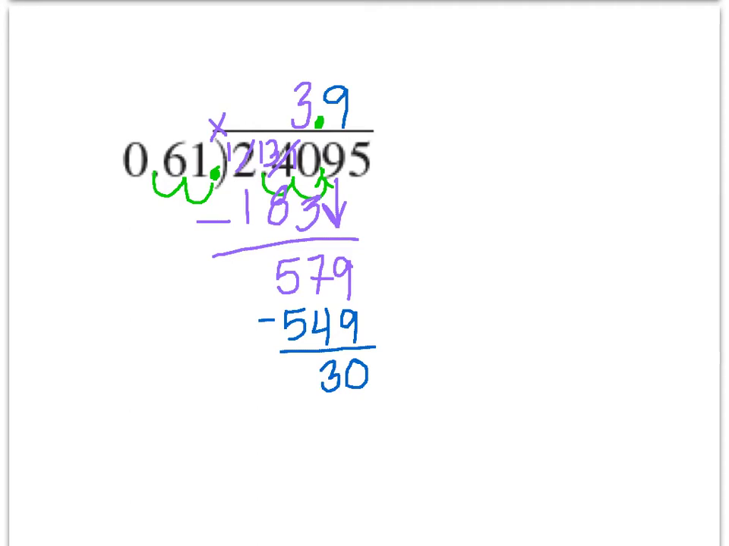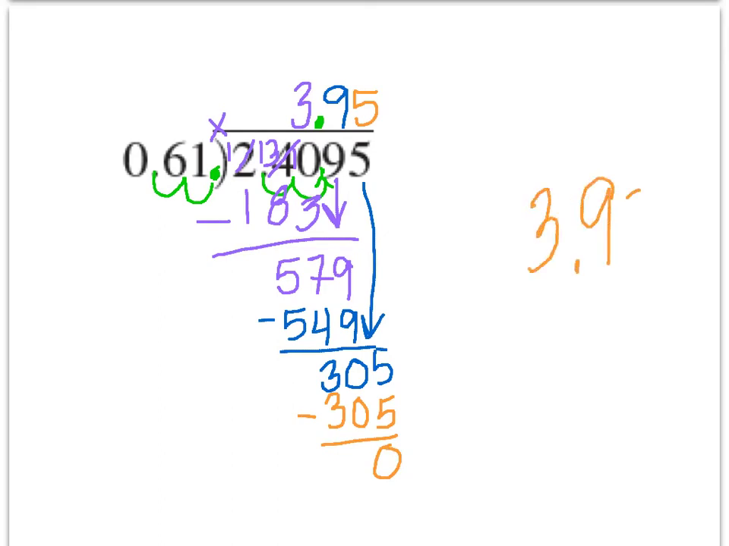I bring down the 5 now, and I think, how many times does 61 go into 305? And I know it's going to go in 5 times. 5 times 1 is going to be 5, and 5 times 6 is 30. Go ahead and subtract, and it comes out even, where your answer is going to be 3 and 95 hundredths.